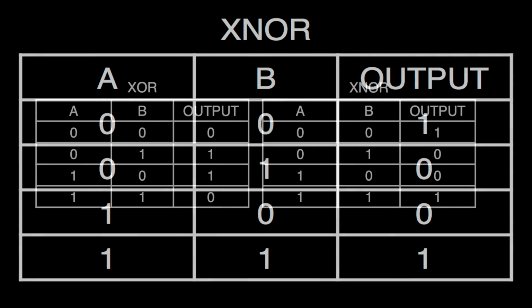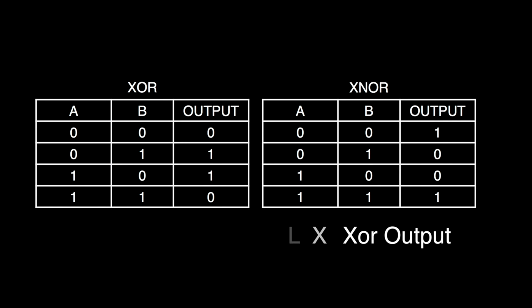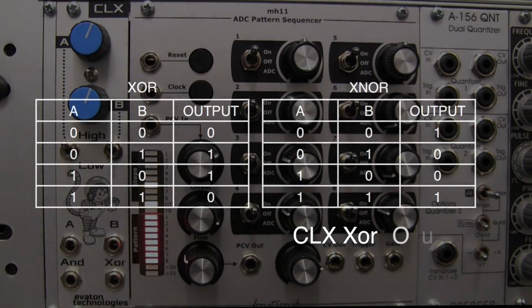By comparing the two sides of the outputs of each of the tables, you can see that it's the exact opposite, or the inverted, output from the two tables. So everything that was low becomes high, and everything that was high becomes low. It's another way to look at it.